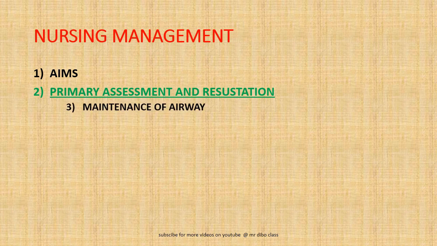Now under primary assessment and resuscitation, make sure that you begin with maintenance of airway. Now under maintenance of airway, this is where you say, I will make sure that the airway is patent by positioning the patient in the recumbent position with the head on the side to promote drainage and prevent backfalling of the tongue if the patient is unconscious or unstable.